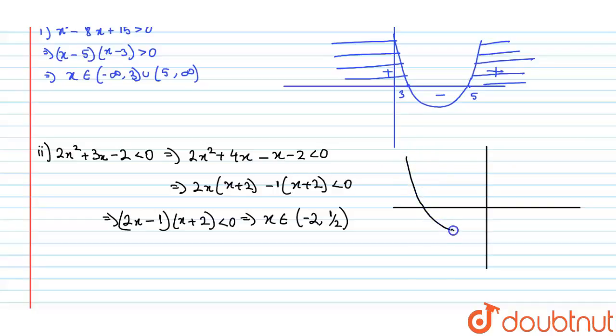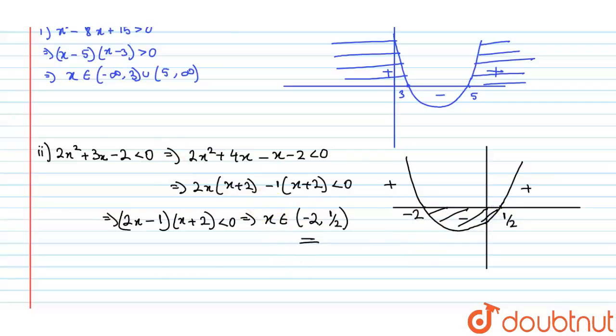It will have a negative y-intercept, because if we put x equals 0, y equals minus 2. So negative y-intercept, and then it will again intersect at half. Let's write down the roots, half and minus 2. If we assign the signs, it will be plus, minus and plus. Over here the required region is less than 0, so this shaded region is our required solution for the given inequality.